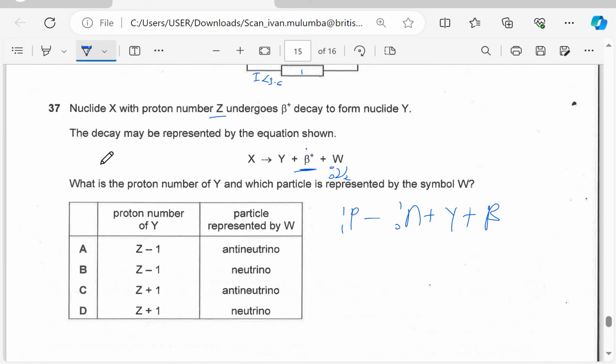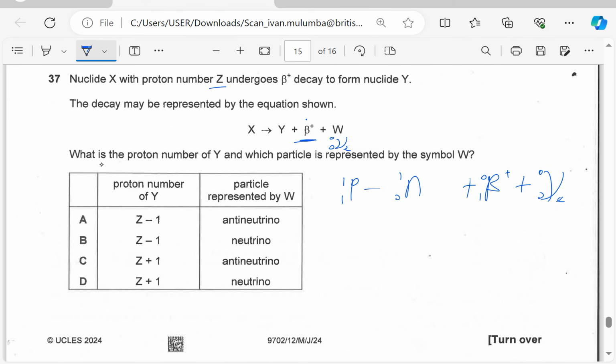Sorry, it is becoming a neutron. Of course, Y is going to be a neutron plus an electron neutrino. So this is a beta plus, which is 0, 1. So the equation, I think it is balanced.